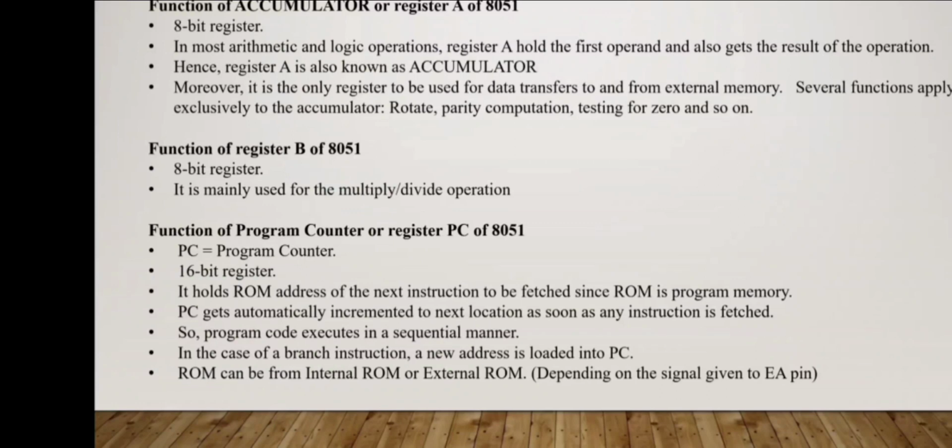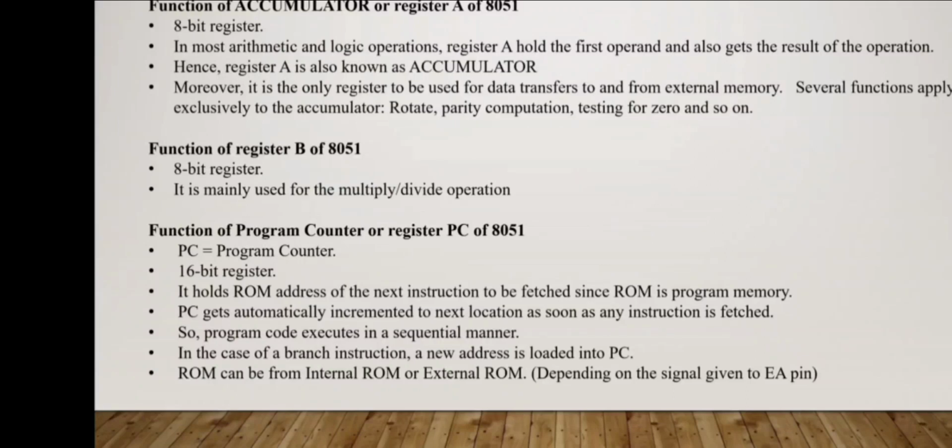So the program counter always holds the next instruction to be fetched. It automatically increments to the next location. So the program counter executes in a sequential manner. In the case of a branch instruction, a new address is loaded into the program counter.